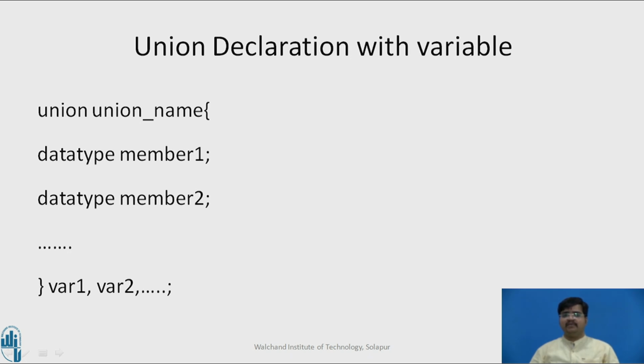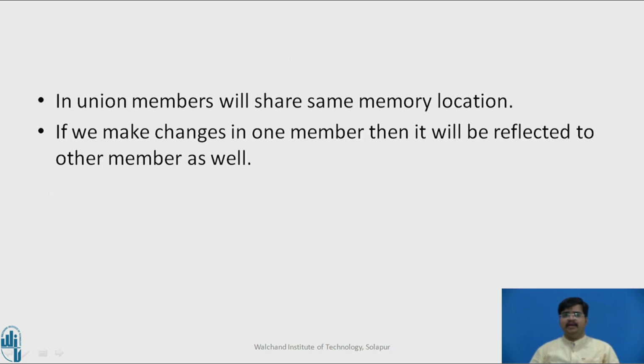and we can also create variables afterwards. In a union, members share the same memory location. If we make a change in one member, then it will be reflected in the other member as well.